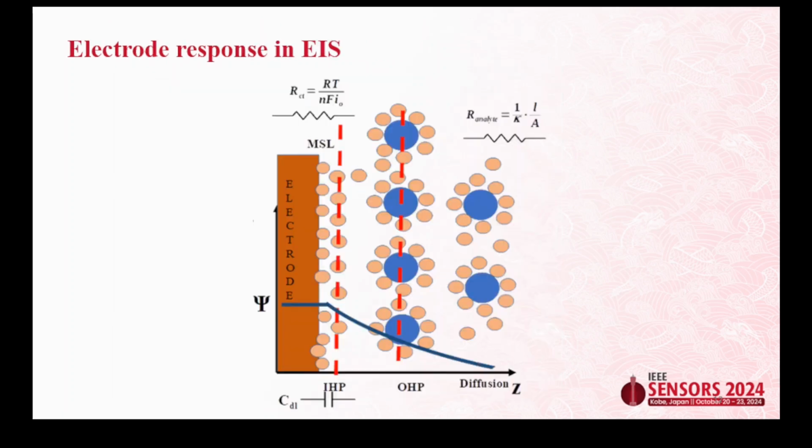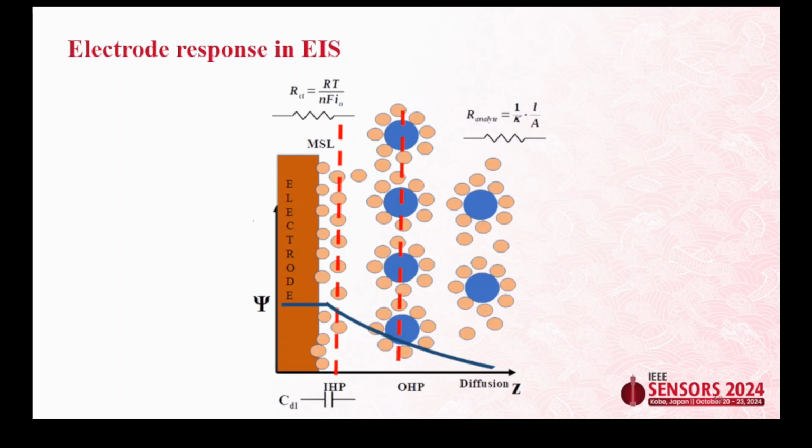So how does our response relate to the double layer capacitance that we are seeing, or the bulk resistance? If I am putting my working electrode inside an electrolyte solution, there are many ions present in the electrolyte solution. Some are present near the electrode, which is in the IHP, that is the inner Helmholtz plane. Some are away from the electrode, in the outer Helmholtz plane, which leads to the formation of double layer capacitance, because they tend to come near the electrode surface.